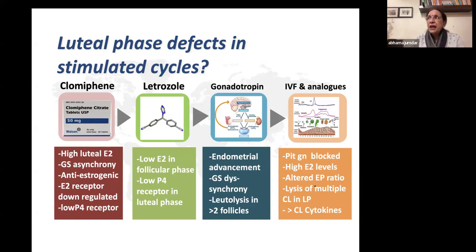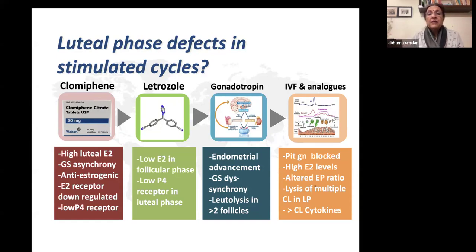Once implantation happens and the embryo connects with the endometrial blood vessels, it is the beta HCG which starts rising from day 8 onwards. Another problem is that there could be very high estrogen levels, and therefore the estrogen progesterone ratio could be altered. There could be lysis of multiple corpora lutea, and increased cytokines which can destroy the endometrium. So luteal phase defects can happen in all stimulated cycles, but on the other hand, these drugs are also capable of correcting a deficient luteal phase which has happened in the natural cycle, by taking the estrogen levels higher, by upregulating the E2 receptors. Letrozole and clomiphene take estrogen levels higher.